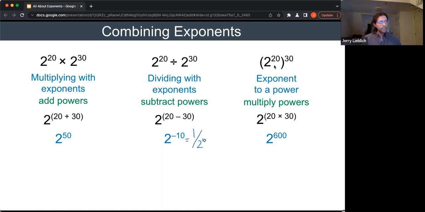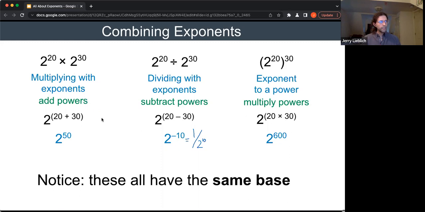Notice though, something really important is going on here: the bases are all the same. We're going to see in a little bit that this is not the case if the bases don't match. So we can only do this if we have the same base.